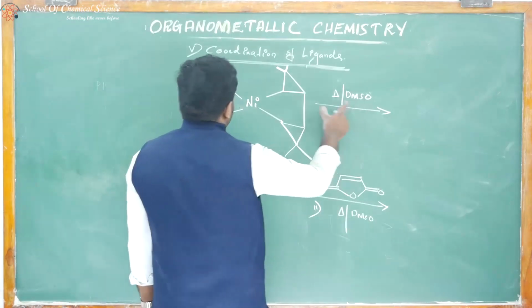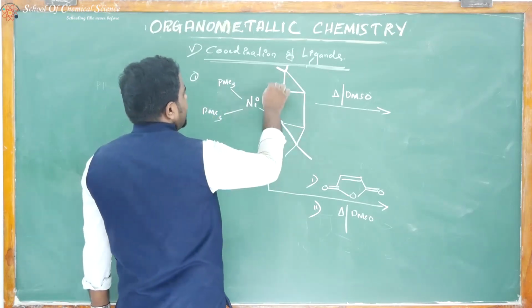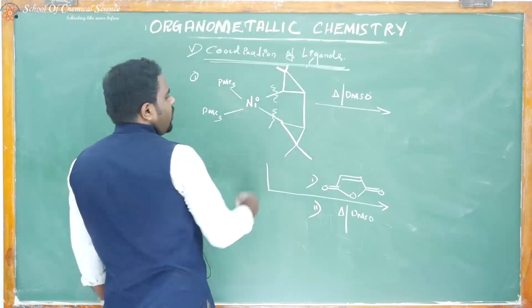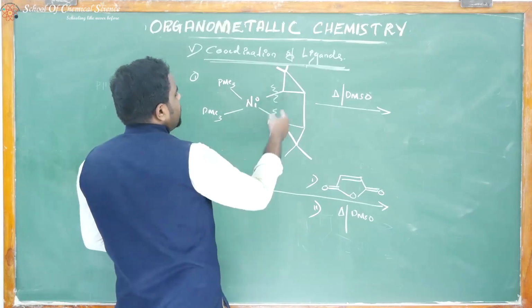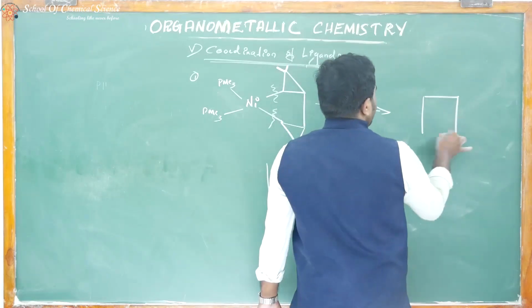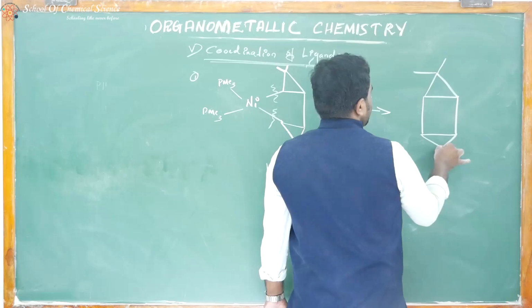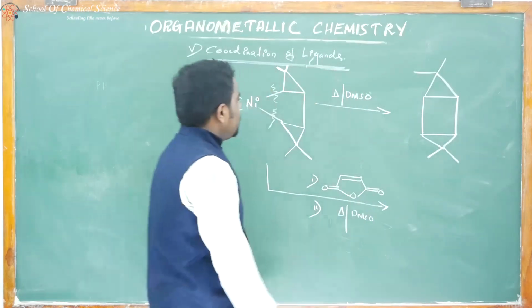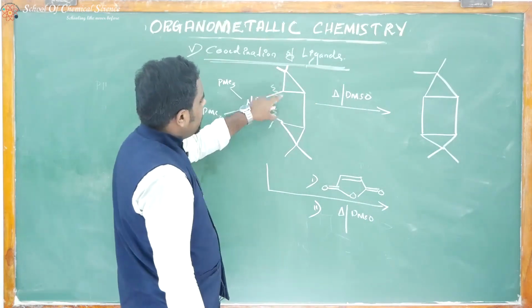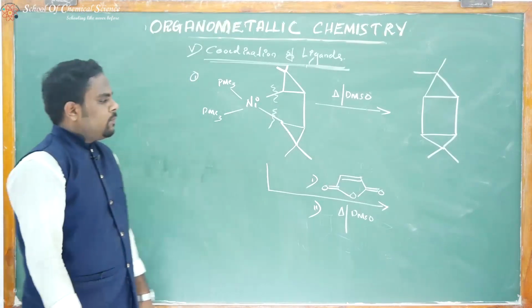Heating in the presence of DMSO, PMe3 is neutral. These two are anionic ligands. So here bond cleavage takes place. Between these two, a new bond will be formed. So your product will be like this. Right or not? Here between these two atoms, a new bond is formed. So that will be your product.